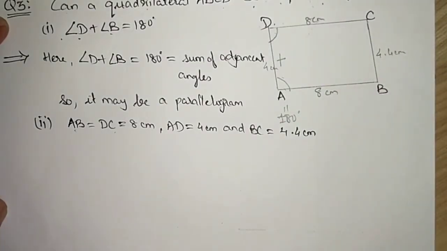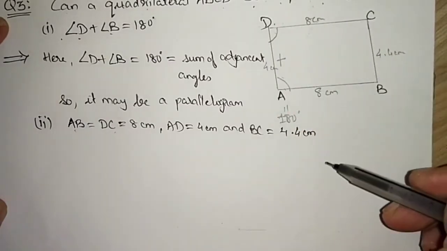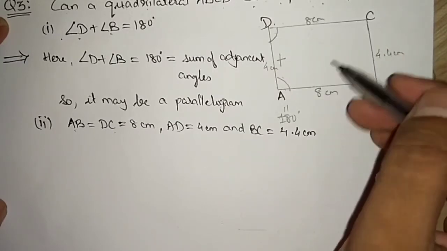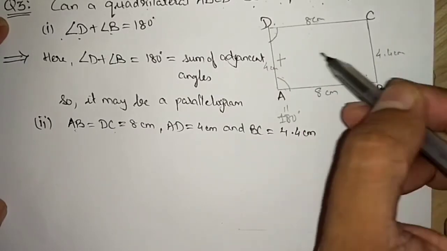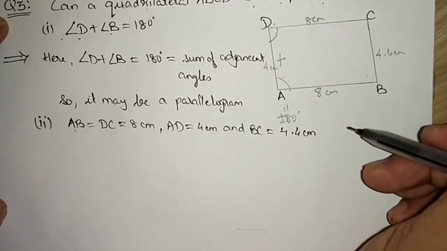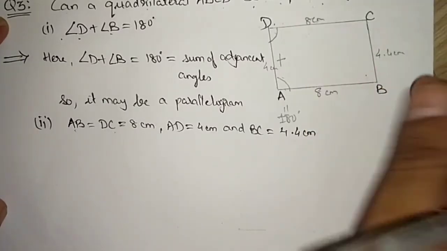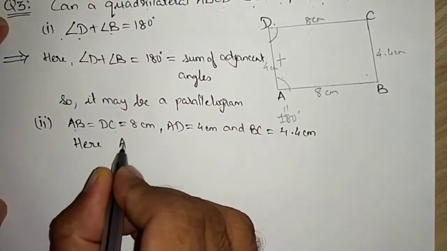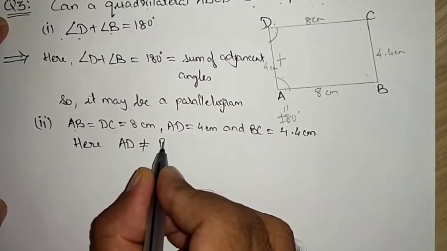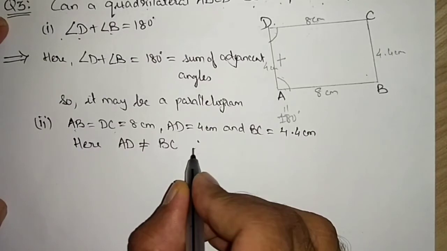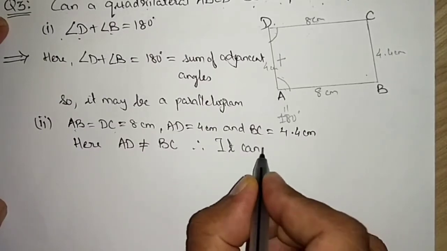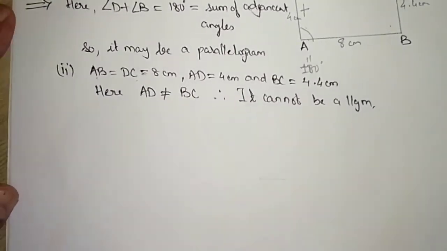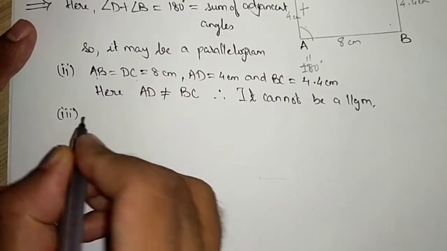If you look carefully here, AD is not equal to BC. If a quadrilateral is to be a parallelogram, then opposite sides must be equal, right? Because it is one of the properties of a parallelogram. Here they are equal, but this one are not equal. So we will write here AD is not equal to BC. Therefore, it cannot be a parallelogram.